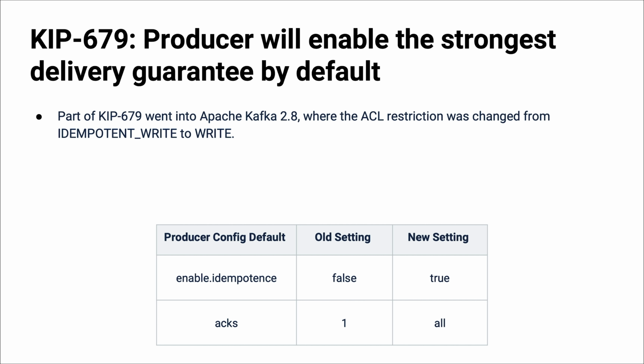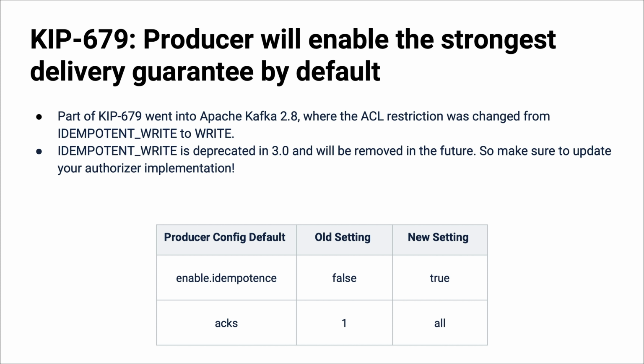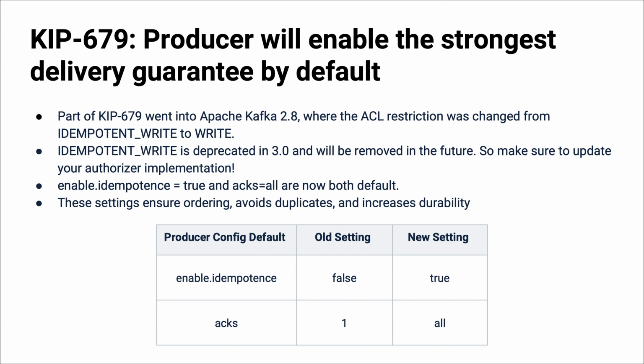Well, historically, ACL restrictions had an idempotent write operation and a write operation. As of 3.0, idempotent write is being deprecated. It will be removed entirely in a future version, that version not yet being specified, but this is a part of the whole KIP 679 thing. There really isn't a reason to have that idempotent write restriction anymore, so you want to update your authorizers to use write and not idempotent write, because, well, that'll be a compilation error at some point in the future.